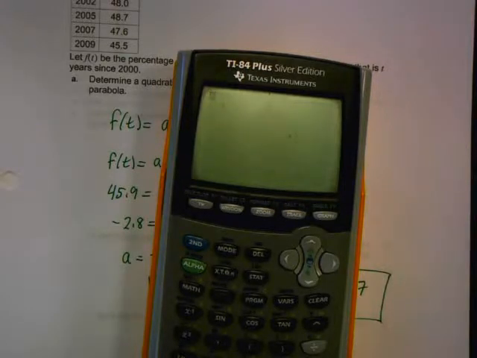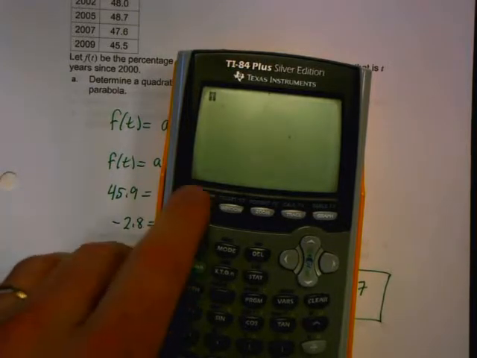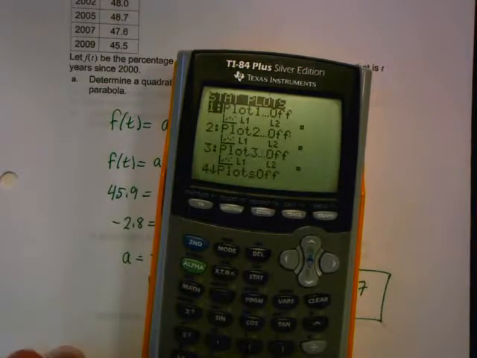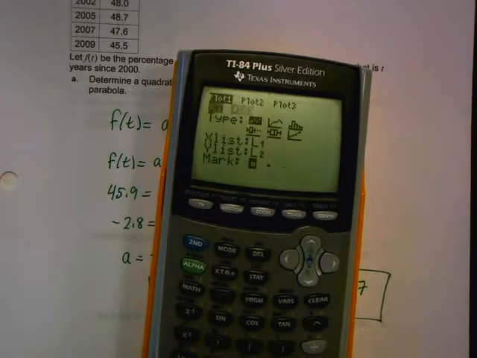Before I do zoom stat, I have to do something else. I've got to turn it on, don't I? So I have to go to second stat plot and turn that graph on. And then I'm going to do one more thing.